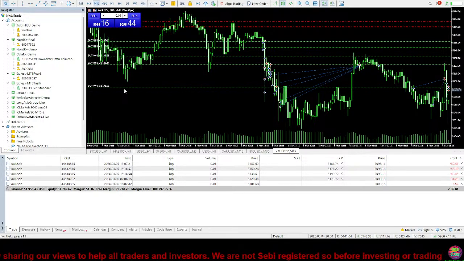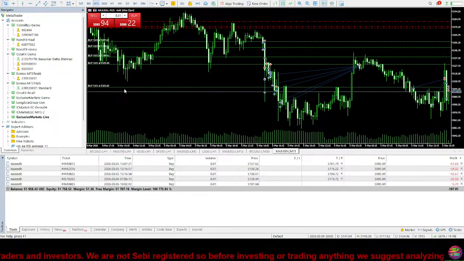So this is a classic level of support and resistance. And this is extremely important that you understand what is a resistance level and what is a support level, because we are going to be entering our trades off of a support or off of a resistance level.